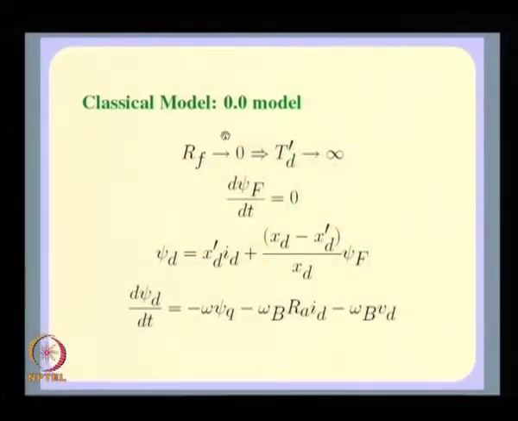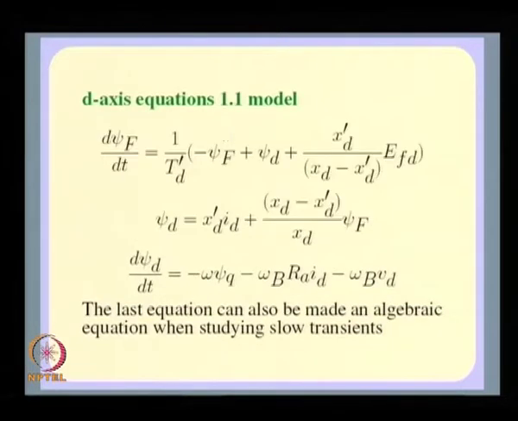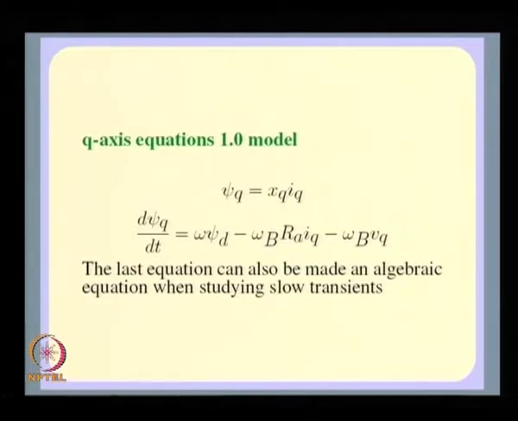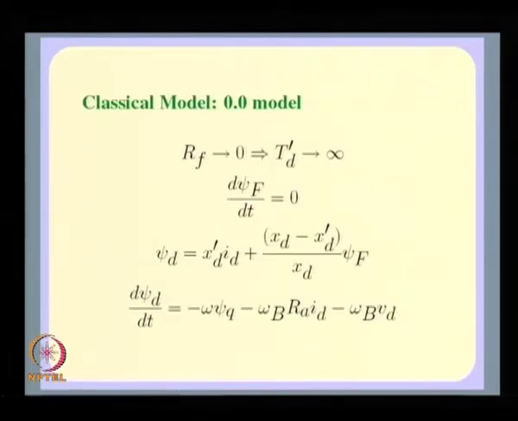What you need to do is, from the 1.0 model, you can look at the screen again, the 1.0 model requires these equations on the d axis and these equations in the q axis. What you do is, you assume that the field winding resistance is very small, as a result of which you can show, using the basic equations which relate the standard parameters and the resistance and inductance parameters of a synchronous machine, that Td' becomes a very large value, tending to infinity. Okay.